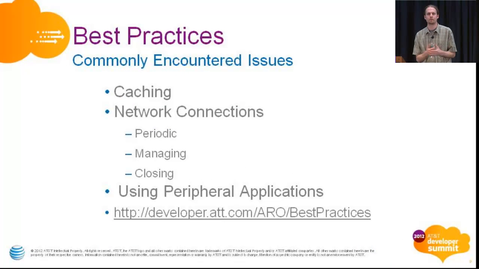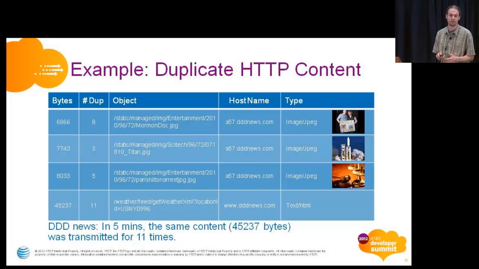So let's go through some of the best practices that we came across. Caching, how you handle the network connections, whether they're periodic, managing multiple connections, closing your connections in an efficient manner is something we see a lot. Using the peripherals also drains the battery. If you leave the GPS on for 45 minutes, you can just watch the battery life go down, right? We've seen applications that don't have failovers. Just simple things. We've come up with a lot of best practices. It's at developer.att.com/ARO/best practices. I'm going to walk through a couple of them.